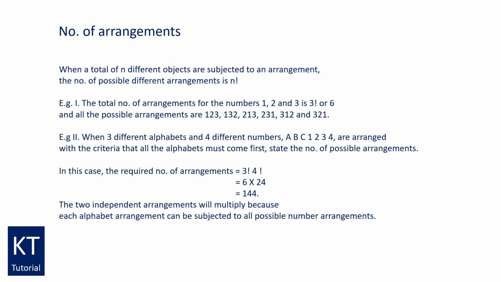Example 2 shows when 3 different alphabets and 4 different numbers A, B, C, 1, 2, 3, 4 are arranged with the criteria that all alphabets must come first, state the number of possible arrangements. In this case, the required number of arrangements is the product of 3 factorial and 4 factorial, which comes to 144. The two independent arrangements will multiply because each alphabet arrangement can be subjected to all possible number arrangements.